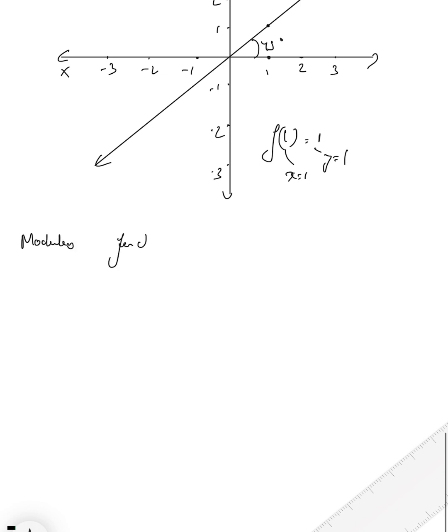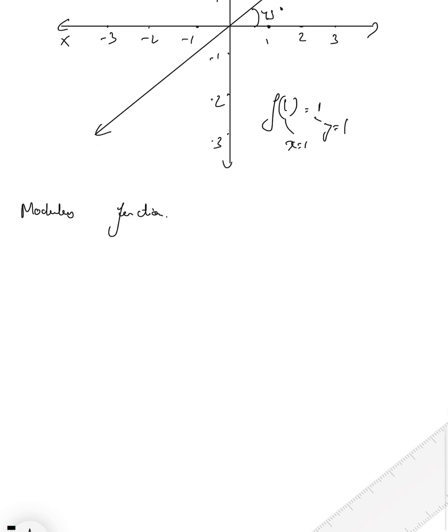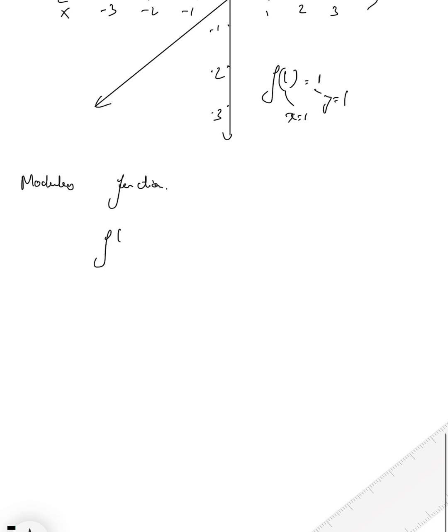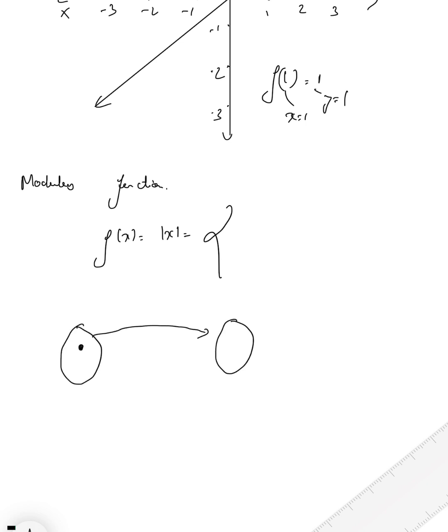Modulus function. One of the most important types of function is this. Remember, the graph of this function is very important. We have a function defined by f(x) = |x|, which means that if we take the value of x, we always get the positive value of x, |x|. And x can be either negative or positive.